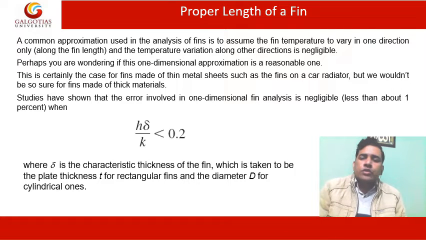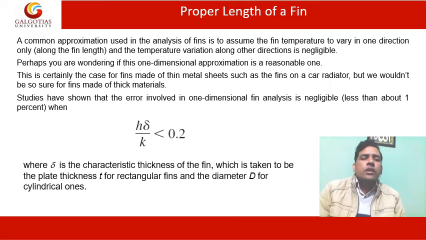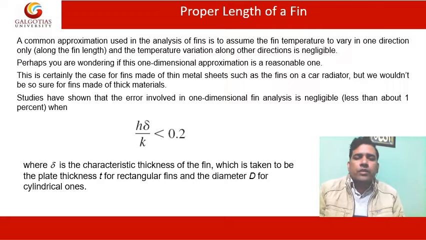So in order to choose a proper length, a common approximation that is used in the analysis of the fin is to assume the fin temperature to vary only in one direction, along the fin length, and the temperature variation along the other direction is negligible. And if you notice, most of our formulas that we have derived are basically along one dimension only, and there is a very sound reason why we have derived along only one direction.